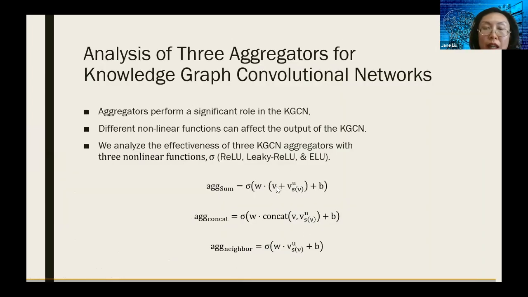There are different types of aggregators used in knowledge graph convolutional networks: sum-based, concatenation-based, and neighbor-based. The sum-based one sums the vector itself and the related vectors, the concatenation-based one concatenates them, and the neighbor-based one uses only the neighbors, not the vector itself. Then nonlinear functions can be applied on top of that, such as ReLU, Leaky ReLU, and ELU.